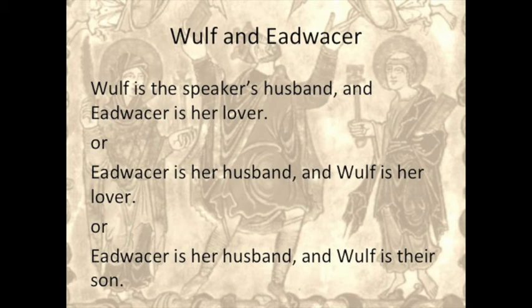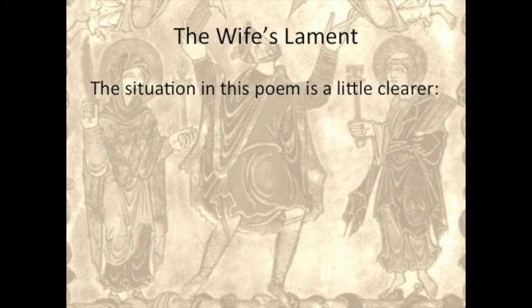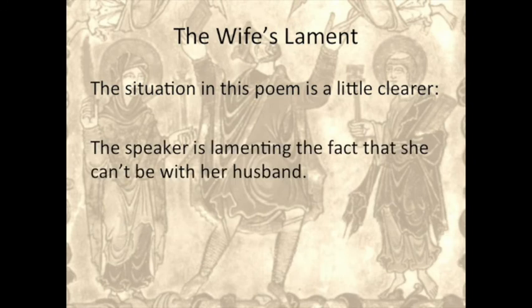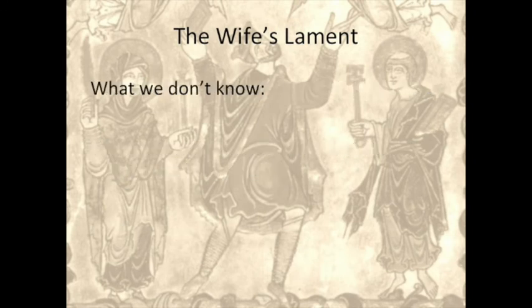With a poem like The Wife's Lament, the situation is a little clearer. In this poem, we're pretty sure that the speaker is a woman. The context of the poem, the way lines read, certainly suggests that when she talks about her lord, this isn't a warrior speaking about his king, but rather a woman speaking about her husband or lover. And we're pretty sure what her basic problem is. She's separated from her husband. She's lamenting. In other words, she's complaining about the fact that she can't be with her husband.